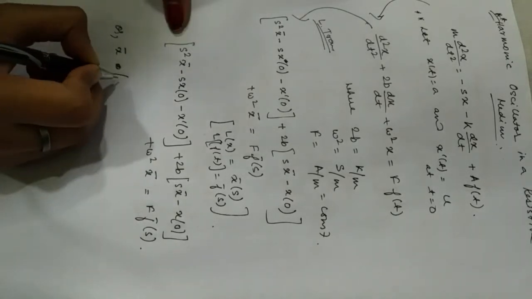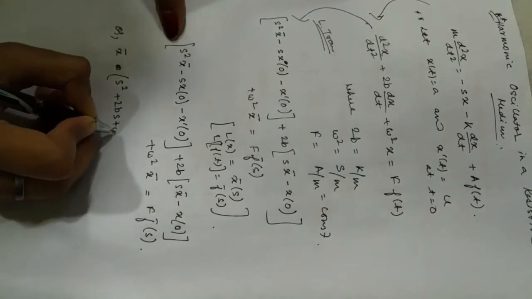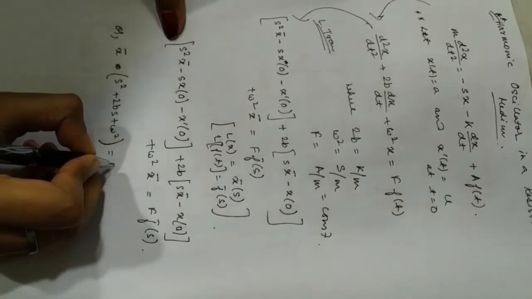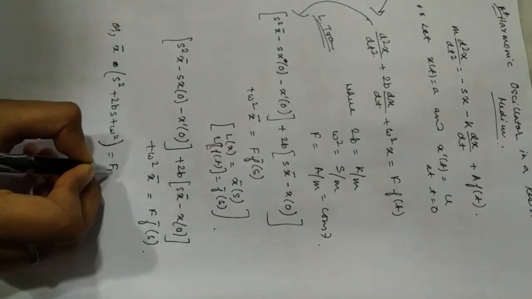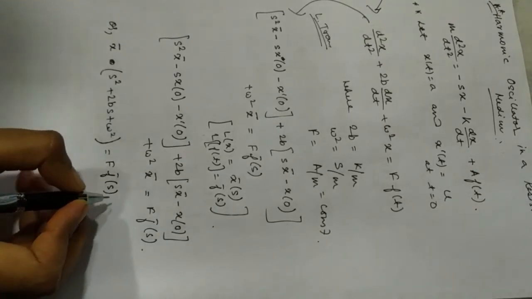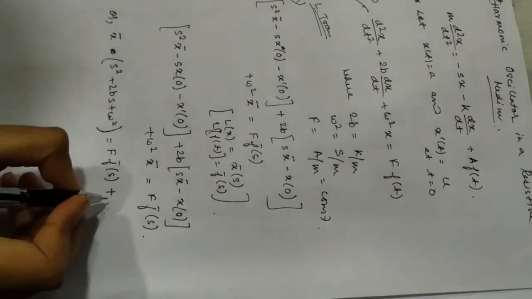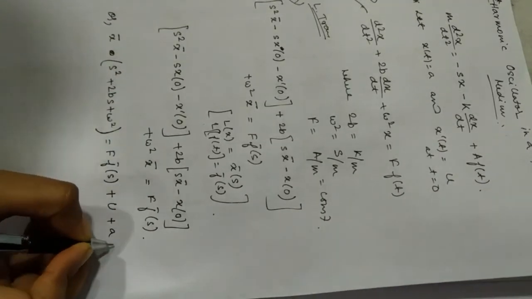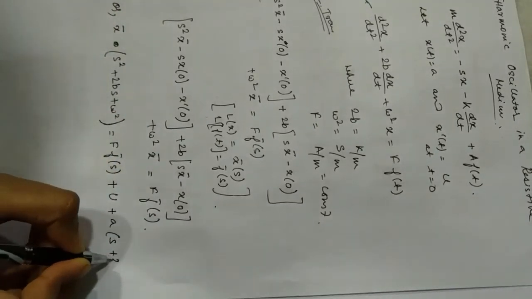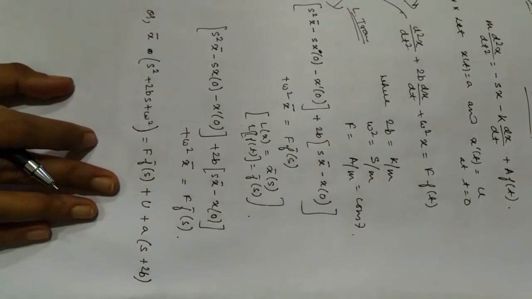Okay, we take the x bar common. Over here we have s square plus 2bs plus omega square, right? And the other terms we take on the right hand side, and we have f bar s, and this term comes this side, and you have this x bar 0 gives you a u plus a s. We get a s over here, and a 2b over here, right? We have put the initial conditions, and this is the equation that we get.